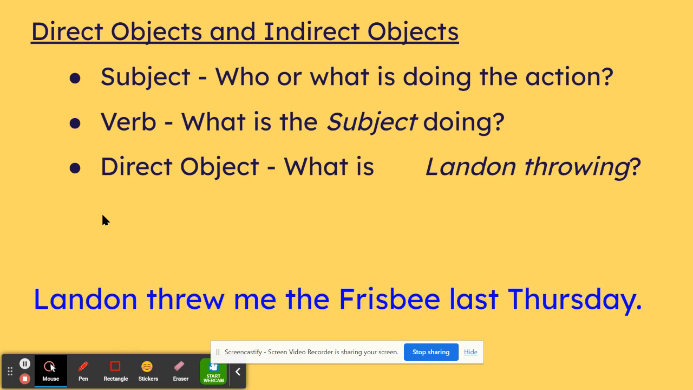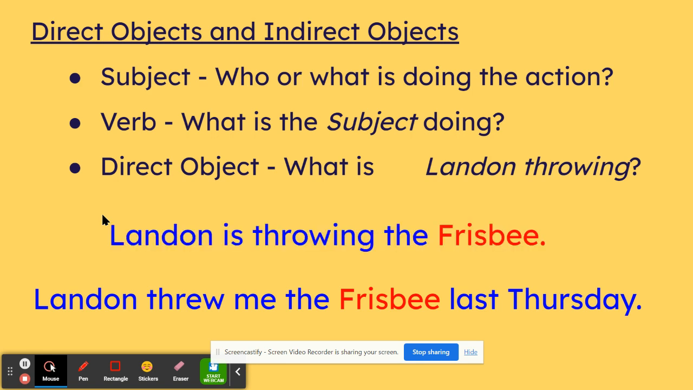In this sentence, "Landon threw me the frisbee last Thursday." What is Landon throwing? Landon is throwing the frisbee. Therefore, "frisbee" is our direct object.